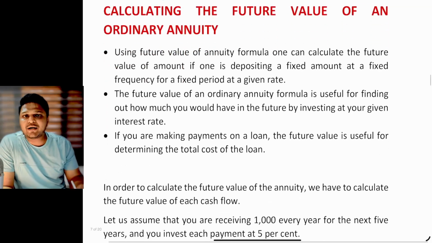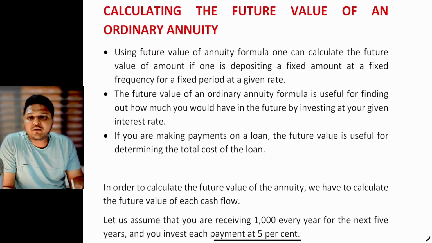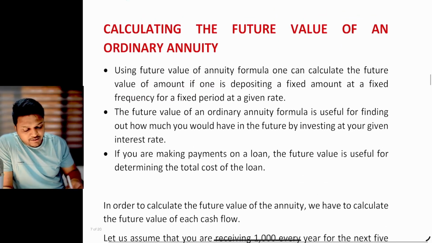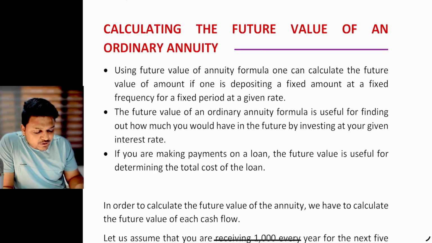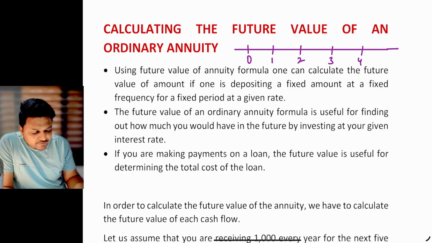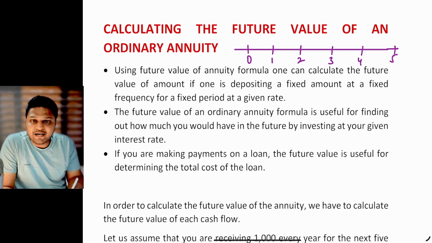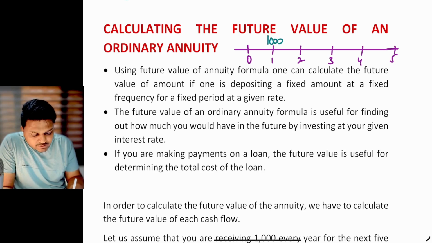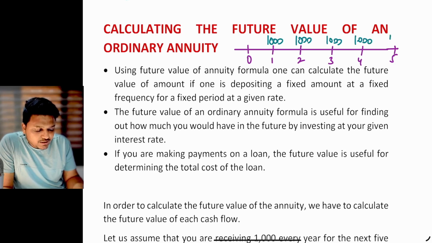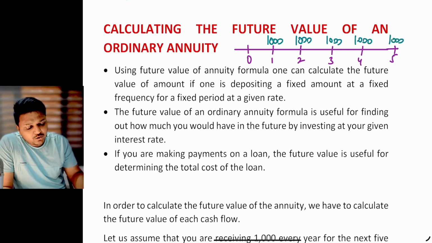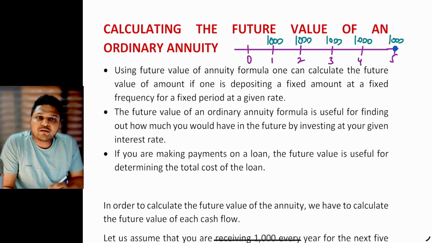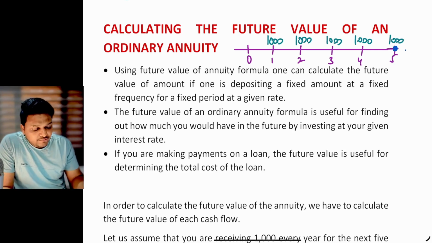Now, let's have a look at calculating the future value of an ordinary annuity. What do you mean by ordinary annuity? That you are going to deposit, or the amount is being paid to you, at the end of the tenor. So 0, 1, 2, 3, 4 and 5. Here I'm going to deposit rupees 1000 at the end of the second year, third year, fourth year and fifth year. And what I'm interested in is what value I'll have at the end of 5 years. So this is the value I'm to calculate.